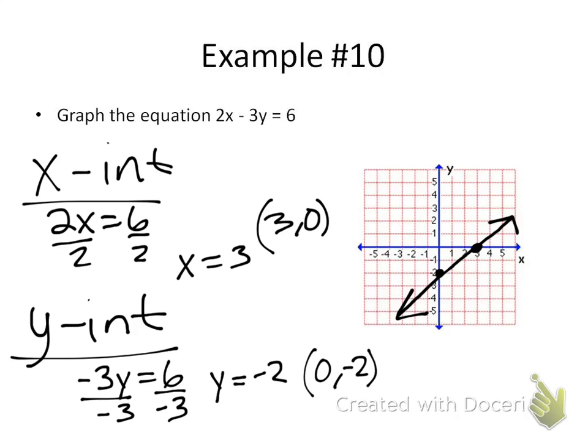Did anyone get y by itself and graph it that way? If you did, you should get the same line. If not, one of us made a mistake, so we can double check. Any questions on this?